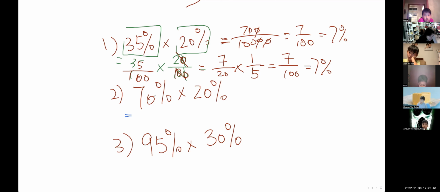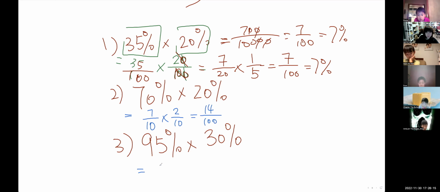Okay, so 70% times 20% equals what? Nobody knows that, so it's the same. So 7 over 10 times 2 over 10. So equals 14 over 100.